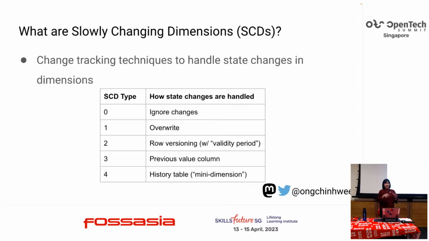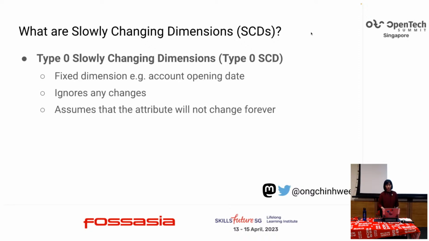So now we talk about slowly changing dimensions. Let's talk about the types of slowly changing dimensions. So what are slowly changing dimensions? Slowly changing dimensions are change tracking techniques to handle the state changes in dimensions. So you have type 0, type 1, type 2, type 3, type 4, type 6, many types. But let's just go through the important types. Right, so type 0 is very simple. It's a fixed dimension, something like account opening date. So once you create it, you're not going to change it. So it ignores any changes. If you try to change it, it's not going to change because it assumes that this attribute will not change forever.